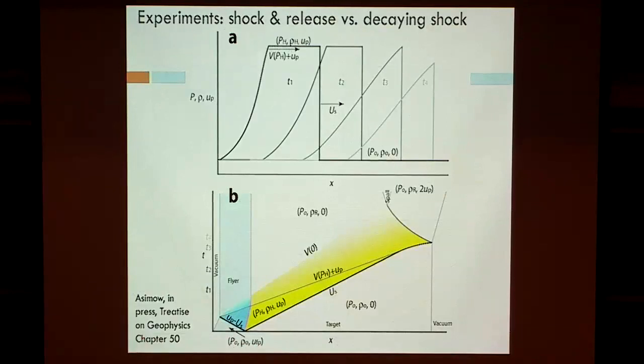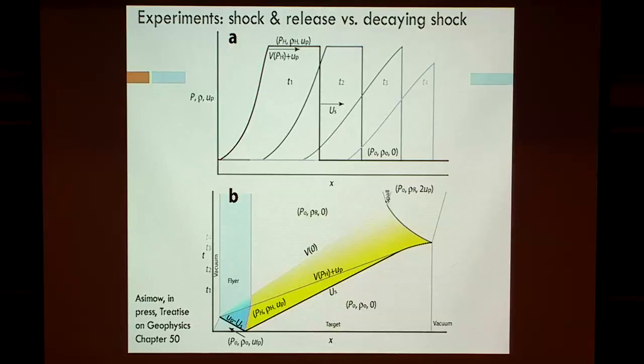Okay, so let's look at that in a slightly different way. This is the space coordinate going this way. This is the time coordinate going this way. And this is any variable, whether it be pressure or density or particle velocity, they all look the same. In pressure-position space, at time one, we have unshocked material, a shock front, and a steady shock state. In some experiments, you achieve such a steady shock state for some period of time. And then trailing it, we have a release wave.